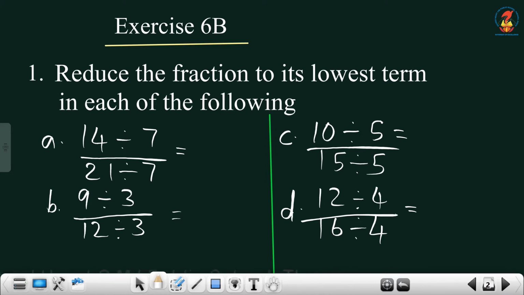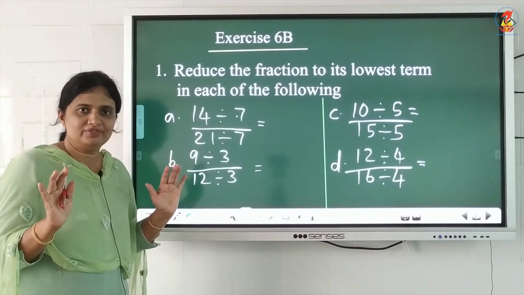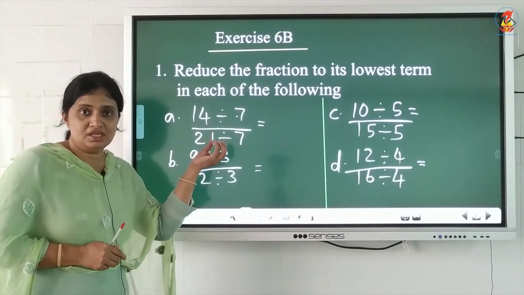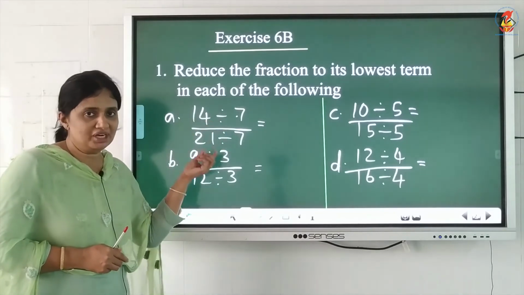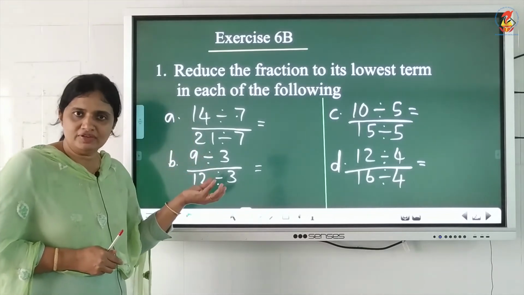And how can I reduce? The number is given in the question. That is easy for you. No need to find the HCF. You know what's the reason? That is given in the question itself. Then you can just divide only. Is it clear? Otherwise, we need to find the HCF. After that, we need to divide the numerator and denominator by the HCF. Then only you will get the lowest term.